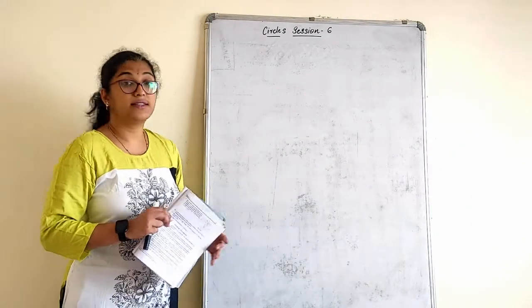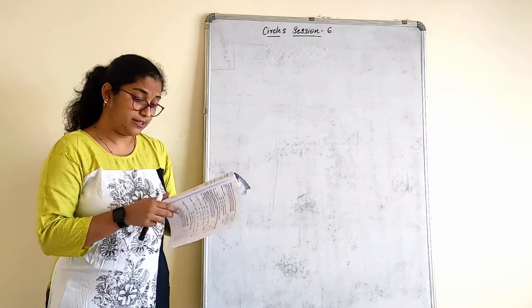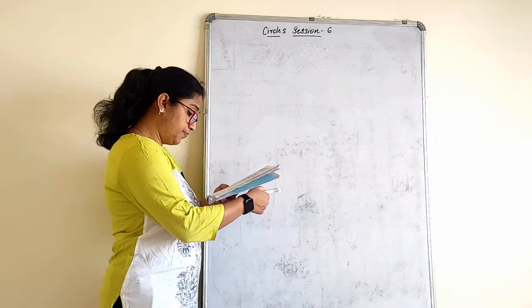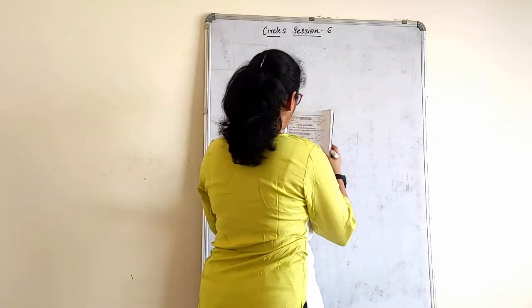Good morning. We'll start session 6 on the chapter circles. So we'll begin with the exercise here. First one: in the figure, A, B, C are points on the circle with center O.